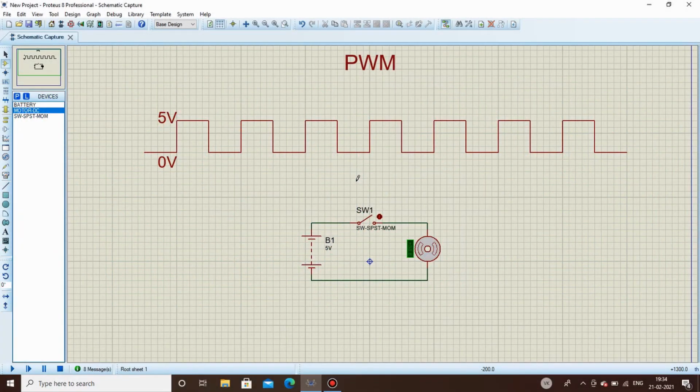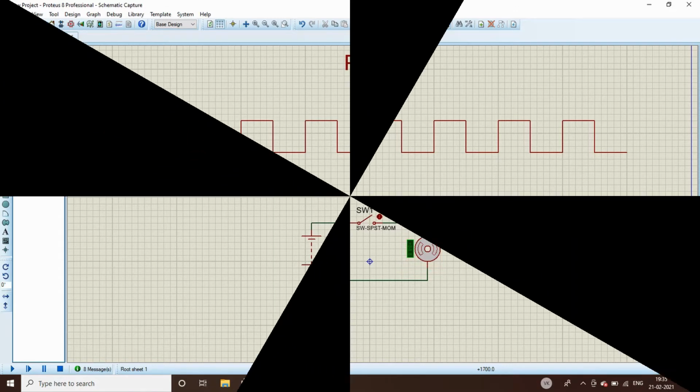Welcome to Electronic Geek. In this video, we shall be seeing what is PWM, that is Pulse Width Modulation, and we will also see a small example of how to control the speed of a motor with the help of a PWM signal. So, let's get started.